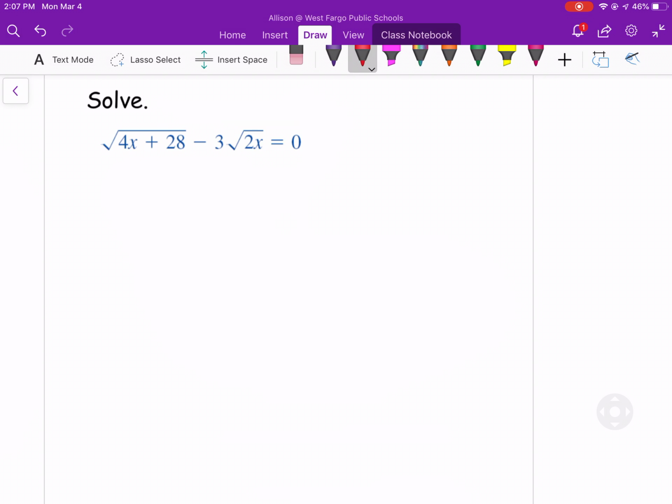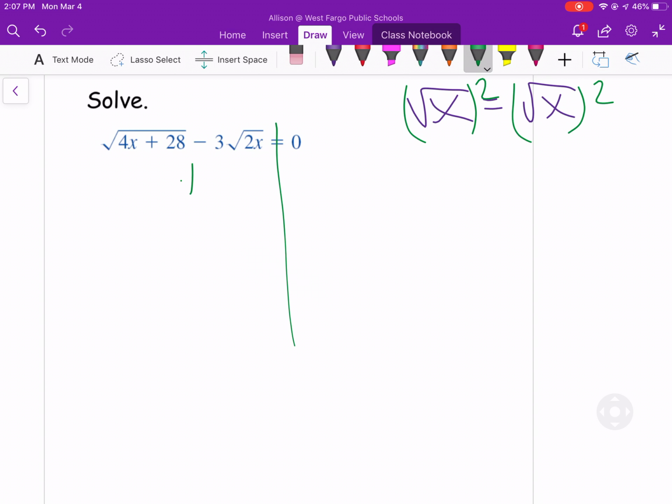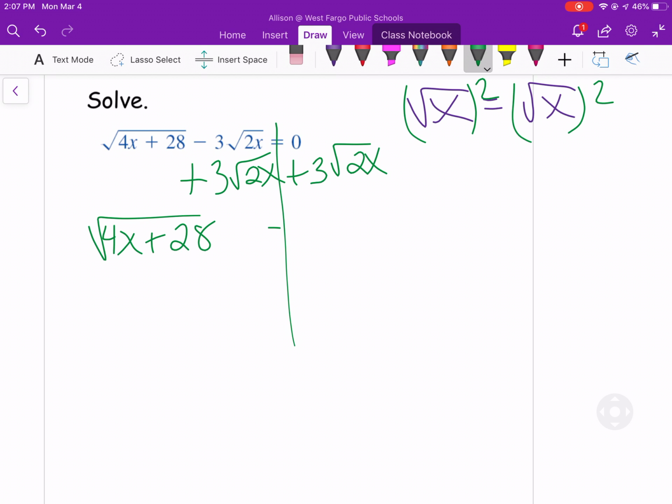Okay, if you have two square roots in an equation, you need to get a square root equal to a square root. So you want a square root on each side, because then you can square both sides to get rid of the square roots. So I'm going to start here by adding 3 square roots of 2x to both sides, because then I have the square root of 4x plus 28 equals 3 square roots of 2x.